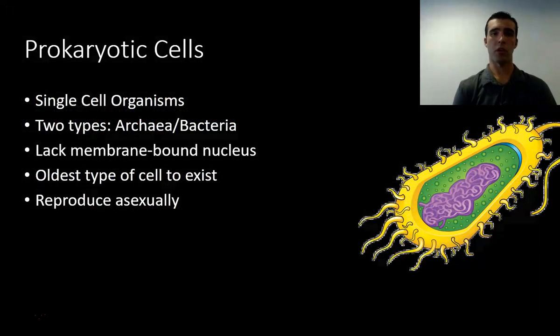To start off, we are going to look at the prokaryotic cell. These are all single-celled organisms and more typically can be filed under archaea and bacteria. The largest characteristic of prokaryotic cells is that they lack a membrane-bound nucleus, and they are the oldest type of cells to exist on Earth. They reproduce asexually, which means they do not need a spouse; they split themselves in half and create new offspring.